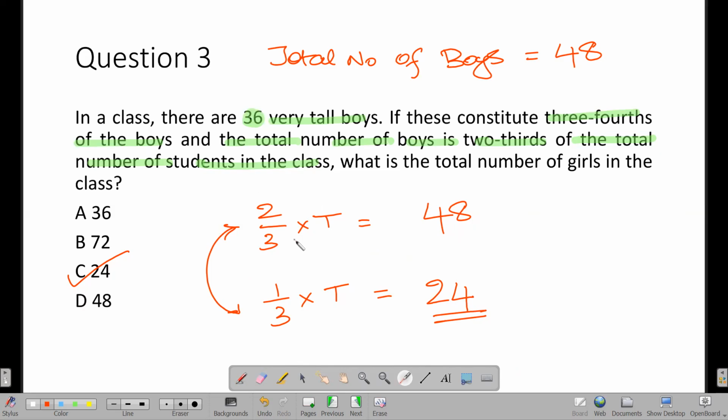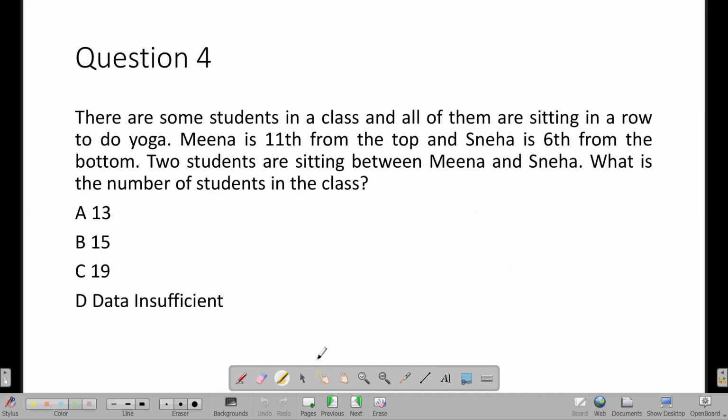Now let us go to the next question. Read the question carefully. Students, when you have an option that reads data insufficient or cannot be determined, please be very careful when you are attempting the question.